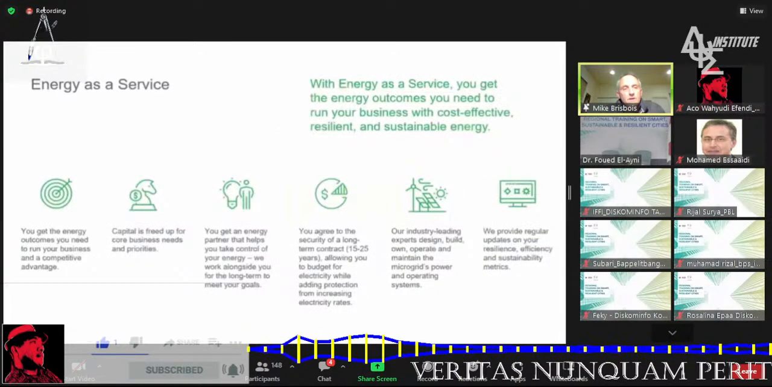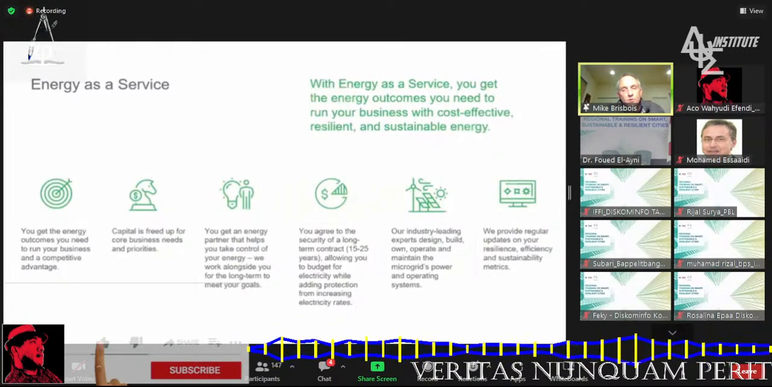So really quick, energy as a service: you get the energy outcomes that you need to run your business. So basically, you're working your core competencies, like if it's a wastewater treatment plant, you're doing wastewater treatment, we're taking care of the energy for you. Your capital's freed up, so you don't have to worry about that. We own it. We maintain it. We work with the utility to help write the power purchase agreements. You get an energy partner. We work with you alongside, making sure everything is working properly.